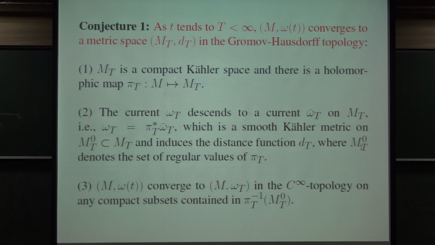The first, MT, is a compact Kähler space, so it itself may have singularities, but it's like a variety. If algebraic, then this is just an algebraic variety. There is a holomorphic map from your original manifold onto this MT, and this has a limit, which I already said is established by Zhang and Zhou. There's a unique limit omega T that descends to a current on MT, namely a pullback from MT.